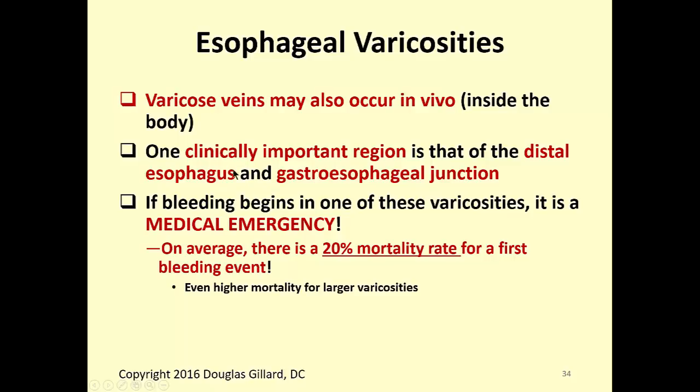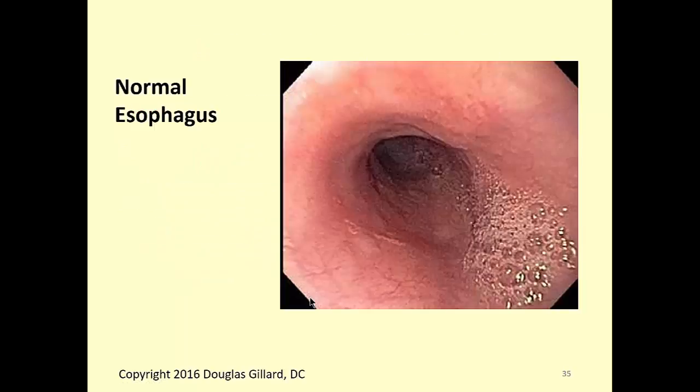If you really get into this, there's three regions. There's the cardiac and fundus region that can also have varicosities. But for the distal esophagus, I'm just going to combine these together. It's a medical emergency if this starts bleeding, because this one can kill you real fast. On average, a 20% mortality rate for the first bleeding event. That's almost a quarter of the patients who will die. Trouble is they might not know it's even happening. That's for your average of small, large, and very large. So the mortality rate is even higher for larger varicosities.